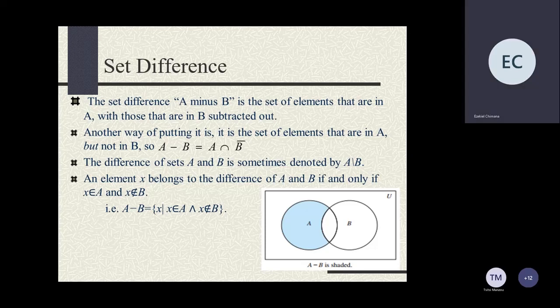So another way of putting it is, it is the set of elements that are in A but not in B. So A minus B will be equal to A intersecting B complement, which will be the elements in A but not in B. The difference of sets A and B is sometimes denoted by A with a backward slash then B. Any question?